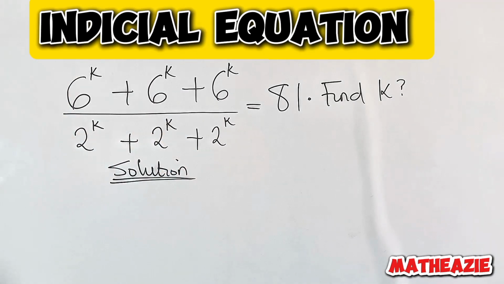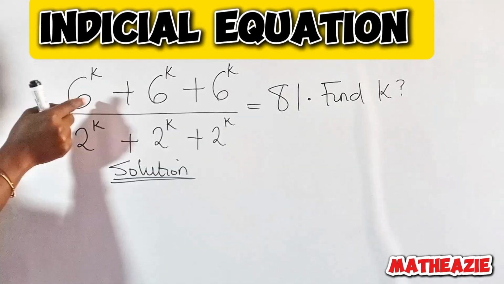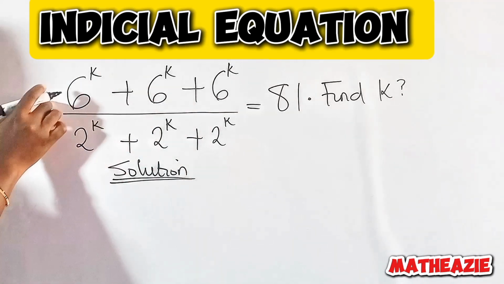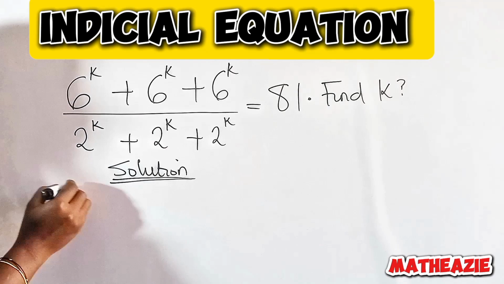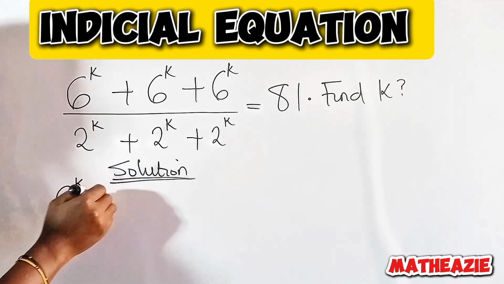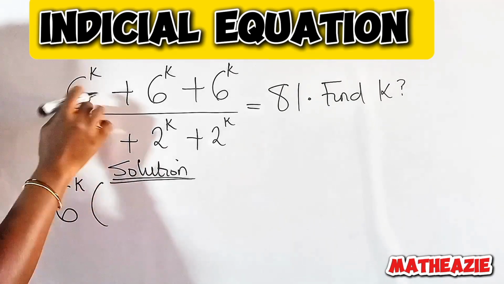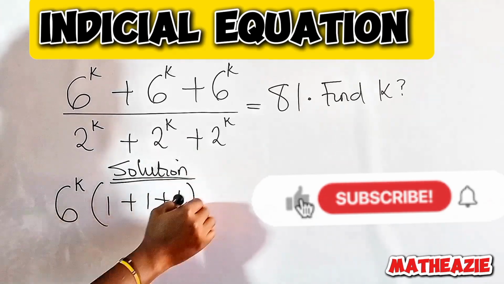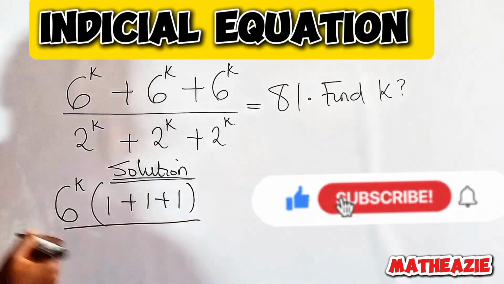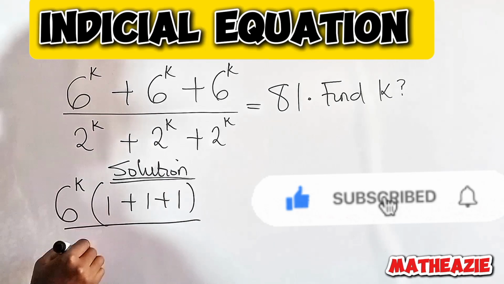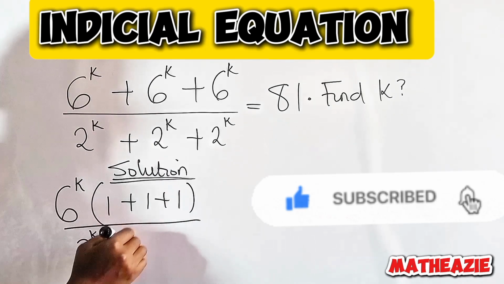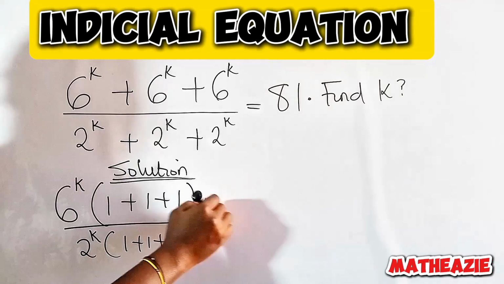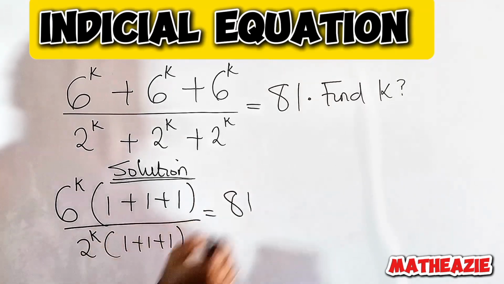The first thing I'm going to do here is to factor out the common term. At the numerator, we have 6 raised to the power of k common, so we factor it out, and we have 1 plus 1 plus 1 in the bracket. All over here, 2 raised to the power of k is common, so we also have 1 plus 1 plus 1 equals 81.